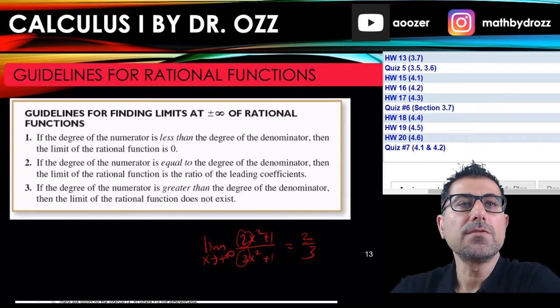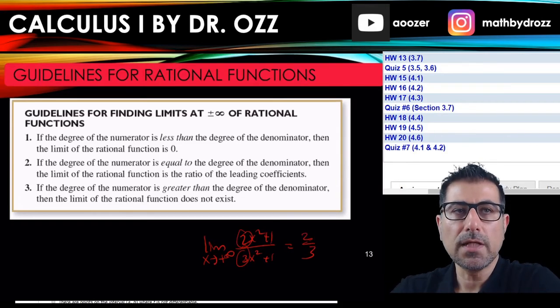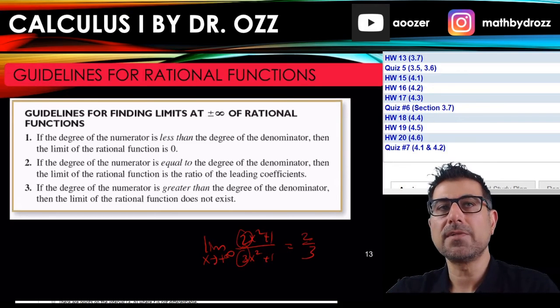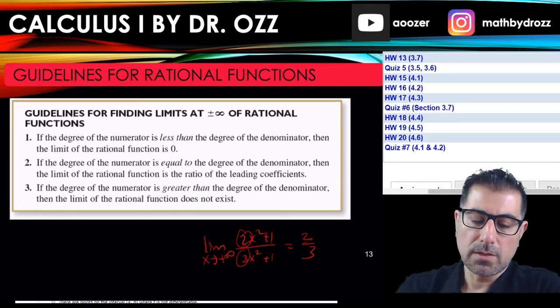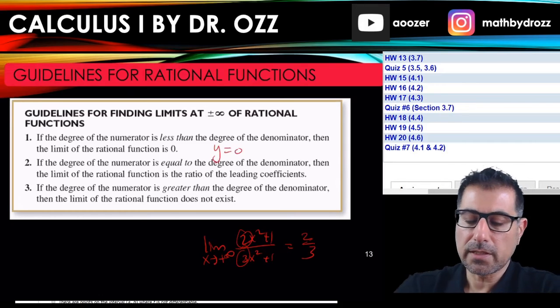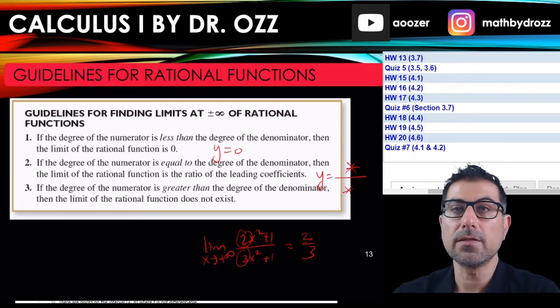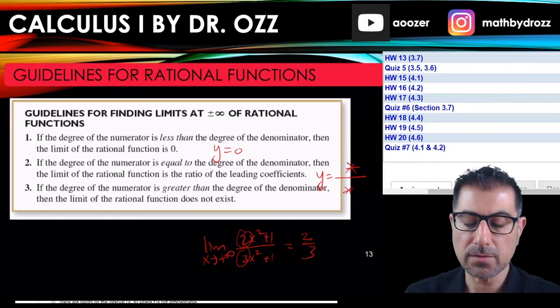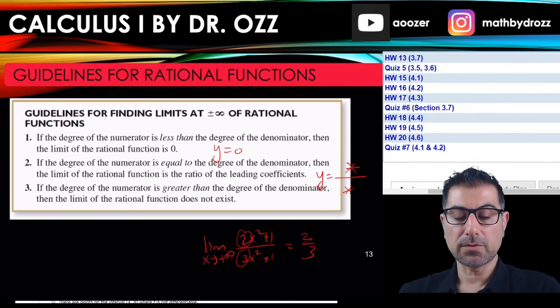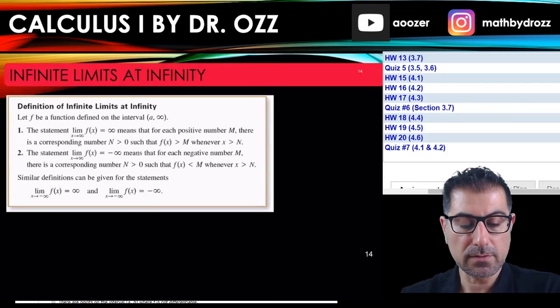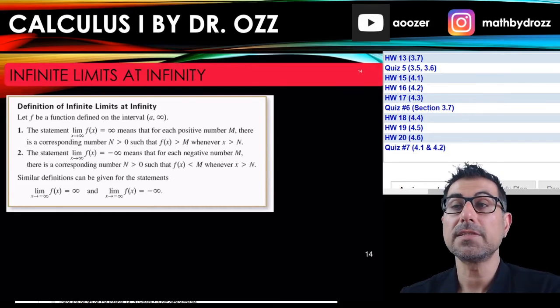If the degree of the numerator is greater than the degree of the denominator, the limit doesn't exist. It could be either plus or minus infinity. So in the first case, y equals 0 is a horizontal asymptote, and in the second case, y equals whatever that ratio is is the horizontal asymptote, and in the third case, you don't have a horizontal asymptote at all. You can skip this part as well, the definition of infinite limits at infinity.